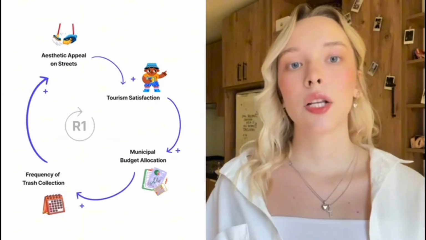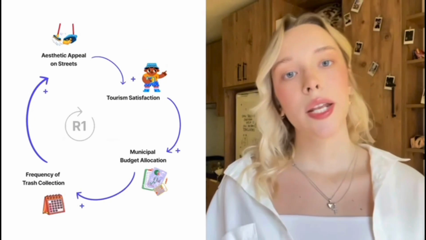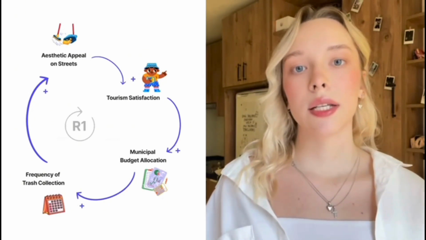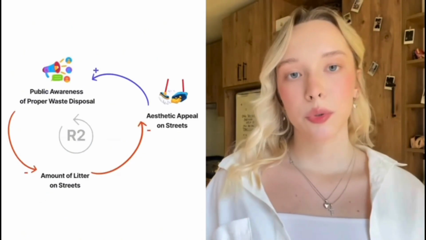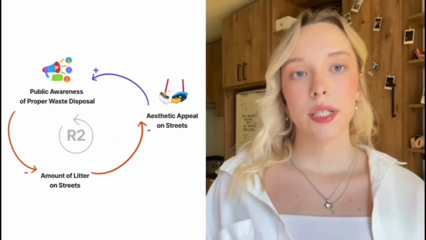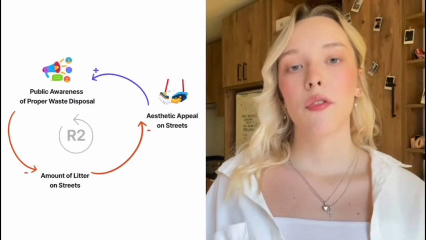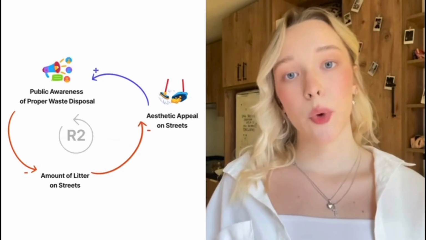Clean environments not only foster community pride but also attract visitors, creating a positive feedback loop that sustains and enhances the waste management system. The next one, reinforcing loop 2, R2. The second reinforcing loop focuses on the critical role of public awareness in reducing street litter and improving waste management.